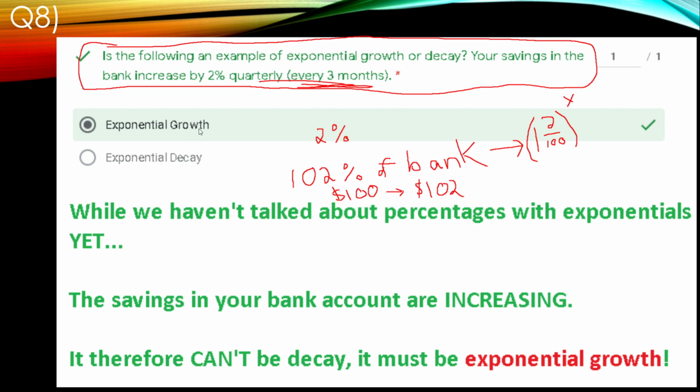So we'll have to talk more about percentages and everything like this, but either way, if you don't understand what I was talking about here, you don't really get it yet, that's okay, but you didn't need to know all this. Really, what you needed to answer this is to know what growth or decay meant. Well, we know your bank account savings are increasing. Whenever you see increasing, you should always think of exponential growth.